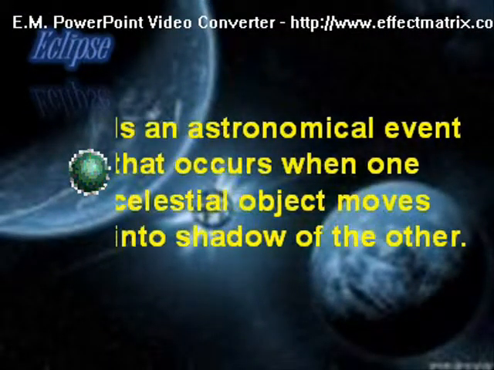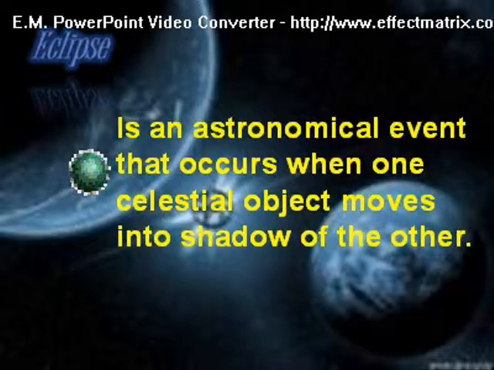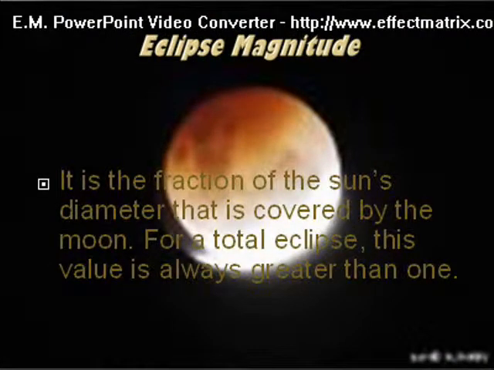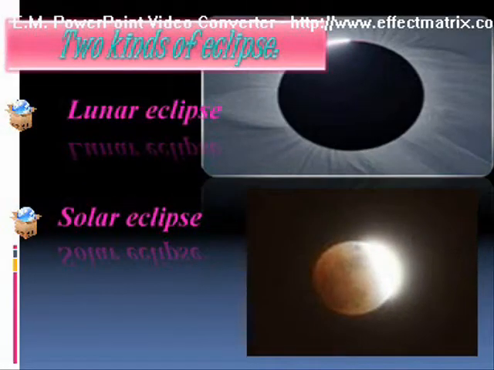What is an eclipse? An eclipse is an astronomical event that occurs when one celestial object moves into the shadow of another. Eclipse magnitude is the fraction of the sun's diameter that is covered by the moon. For a total eclipse, this value is always greater than 1. There are two kinds of eclipse, the lunar eclipse and the solar eclipse.